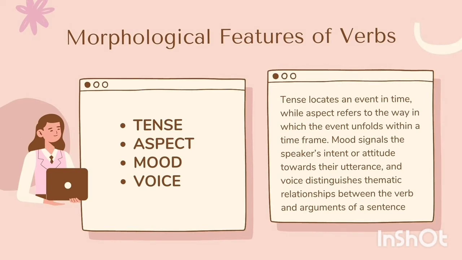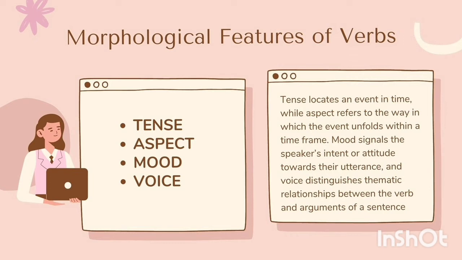In English, morphologically, the verbs have the following properties. Tense, mood, aspect, and voice are some of the most common of these types of features. Basically, tense locates an event in time, while aspect refers to the way in which the event unfolds within a time frame. Mood signals the speaker's intent or attitude towards their utterance, and voice distinguishes thematic relationships between the verb and arguments of a sentence.